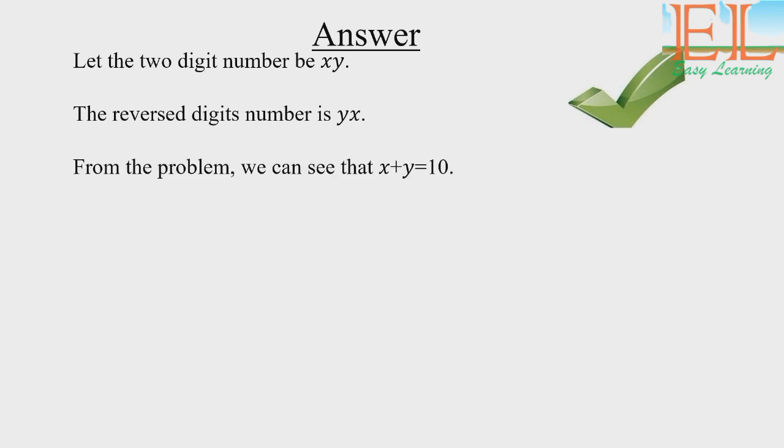The first statement says the sum of the digits is 10. So if the number is xy, that means x plus y equals 10. That's my first equation.